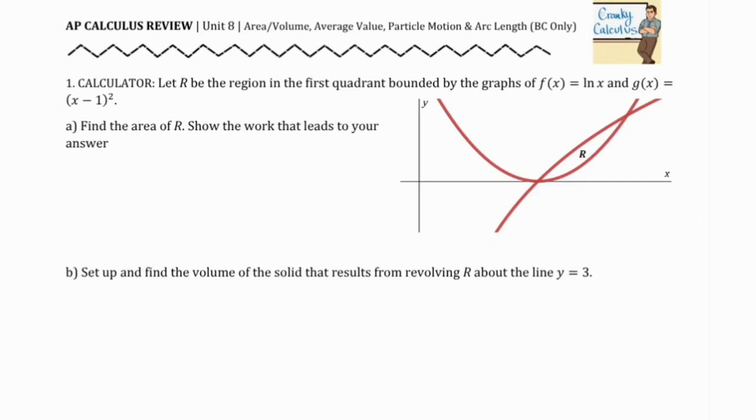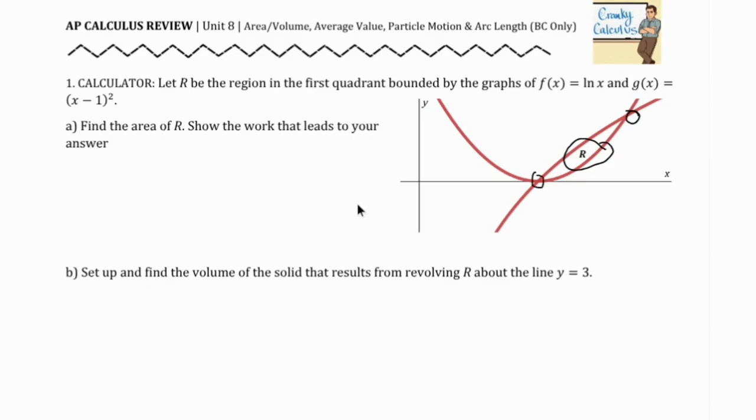So let's start with this FRQ here. We're given two functions, f of x and g of x. Part A asks us to find the area of region R using these functions. So that's this part right here. The first step is to find where f of x and g of x are equal to each other, or where they intercept. So that would be these 2 points.